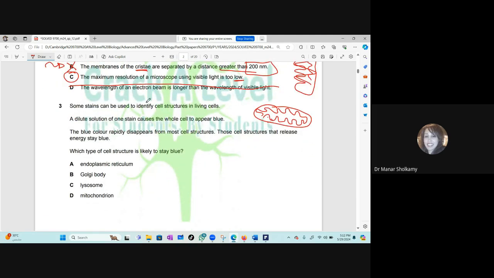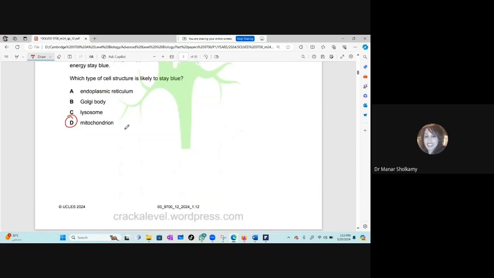3. Some stains can be used to identify cell structures. In a dilute solution, one stain causes the whole cell to appear blue. The blue color rapidly disappears from most cell structures, and those cell structures that release energy stay blue. So which type of cell structure is likely to stay blue? Which cell structure of those releases energy? Yeah, this is very easy. Mitochondria. Okay, 3 is very easy.